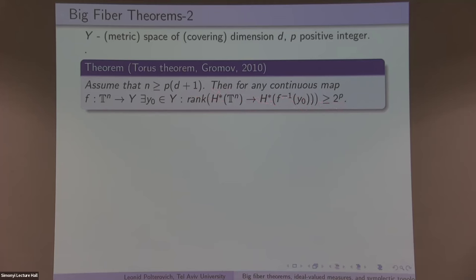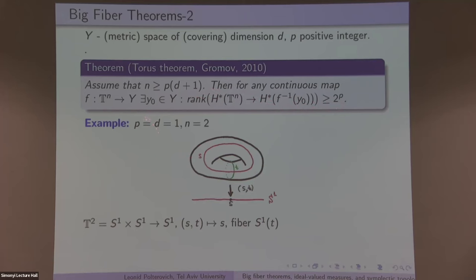Again, here is a little illustration. p equals d equals 1, so n equals 2. We have a two-dimensional torus. We project it, let's say, to a circle, and we see that the preimage is a circle, and the cohomological calculation shows that the rank is exactly 2.